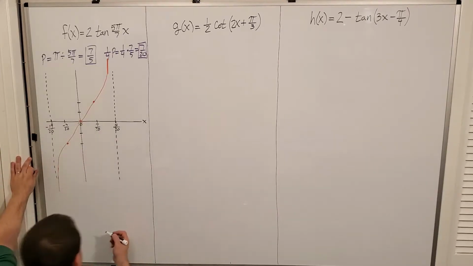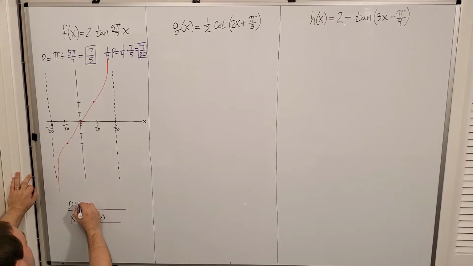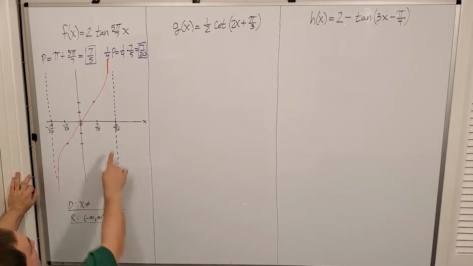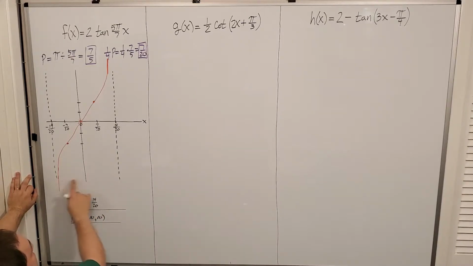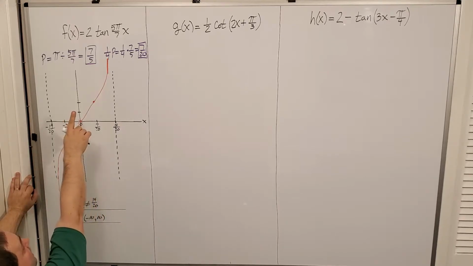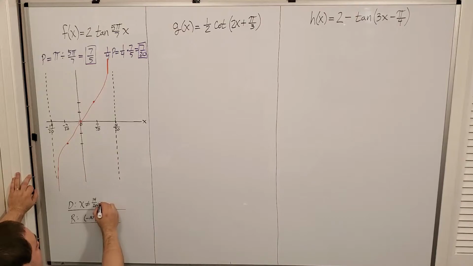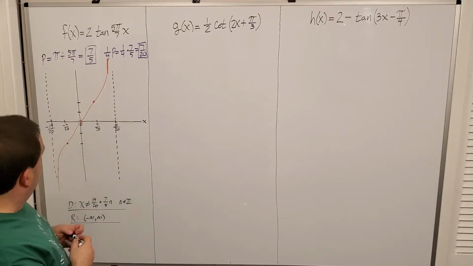The range is going to be all real numbers. And then my domain is going to be such that x cannot be, let's start with 14 over 20. And then how far is it between these two? Well, nice thing for tangent is the distance between asymptotes is the period, 7/5. So I would say plus 7/5 times n, and n can be any integer. Okie dokie.